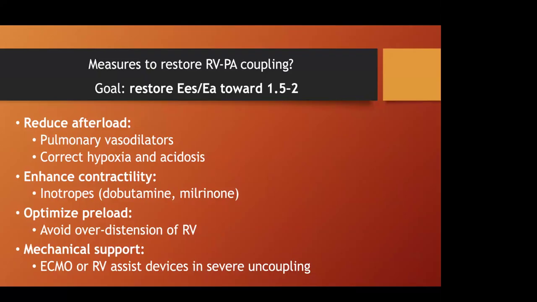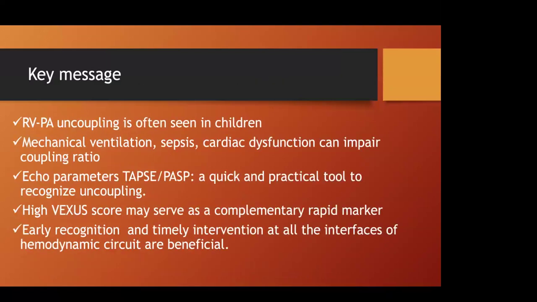So key message is, it is often seen in children. It's not just adults. We need to look for it. Several factors can impair the coupling ratio, especially the ventilation and cardiac dysfunction in ICU setting. TAPSE over the pulmonary systolic pressure is a quick and practical tool to recognize uncoupling at the bedside. And we found additionally that high VExUS score may be a complementary rapid marker. So it's important to recognize and intervene at all the interfaces in the circuit.